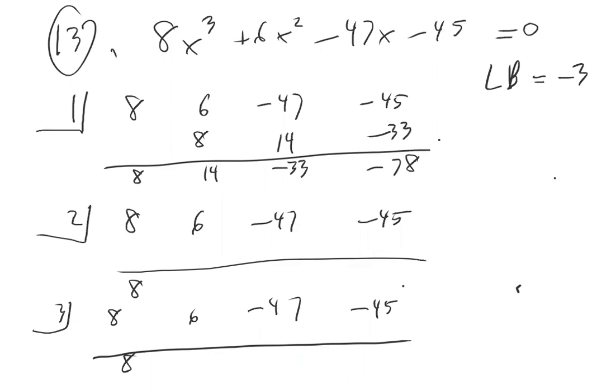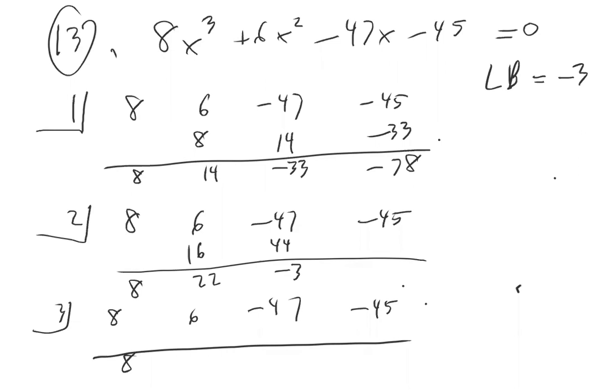-78. Now we need to get all positive numbers to find the upper bound. So those are not all positives, so let's keep going. So I already brought down the 8. 2 times 8 is 16. 6 plus 16 is 22. Then you get 44. -3. Oops, I get a negative number. So I know that 2 is not an upper bound because they have to be all positives.